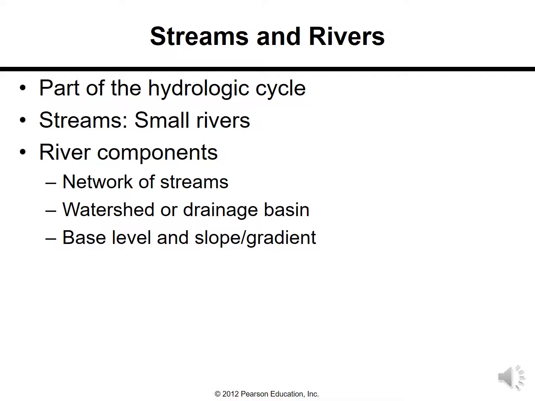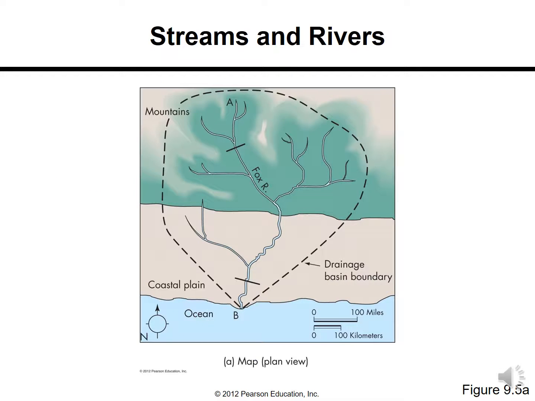So streams or small rivers. There are a couple of components that you need to understand when it comes to a river. A river is usually a network of streams, and there's a watershed or drainage basin to begin with, especially in mountain areas. The base level, slope, and gradient are associated with the river components.